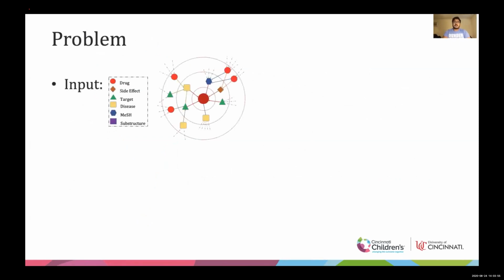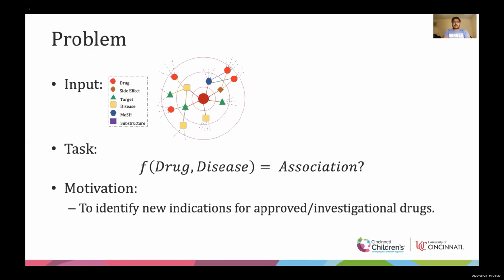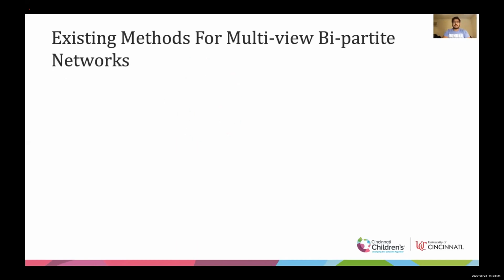Provided the background, the problem we are trying to solve is as follows. A drug disease-oriented multi-view heterogeneous network consists of different node types such as drugs, side effects, targets, diseases, medical subject terms, and drug substructures. Given this network as input, the goal is to learn and identify missing associations between a drug and disease. Our motivation being to identify new uses for approved and investigational drugs that are outside the scope of the original medical indication.